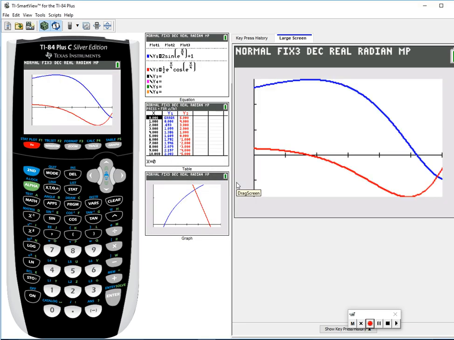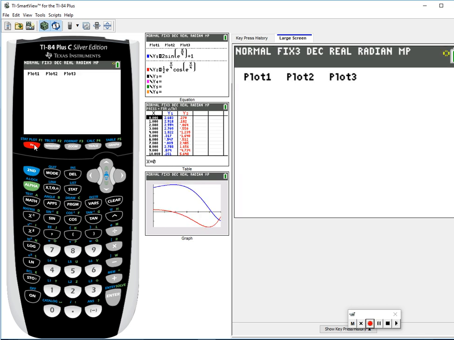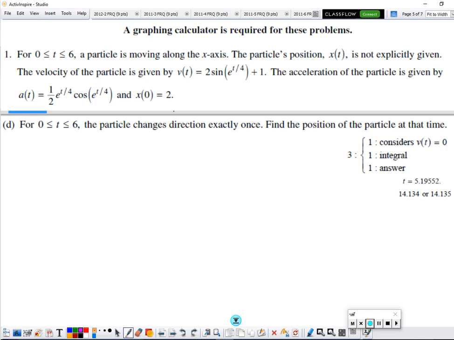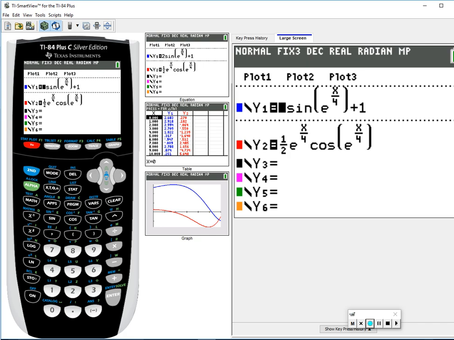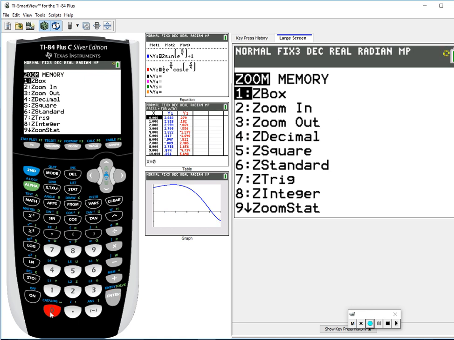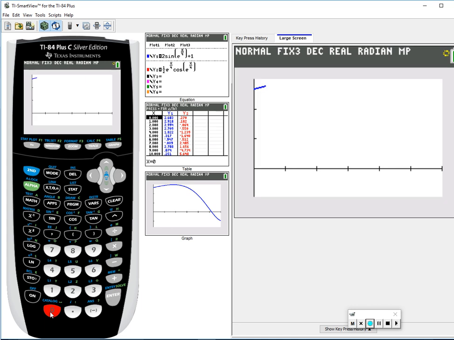Okay, on the calculator, I'm graphing which is which? It's the velocity and the acceleration. But I really only need to look at the velocity right now. Let's turn that off. So here's a graph of the velocity of the particle from time 0 to time 6.